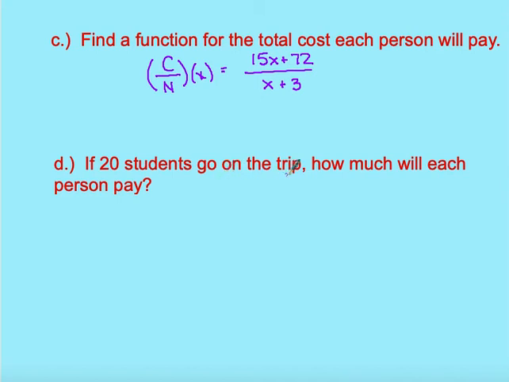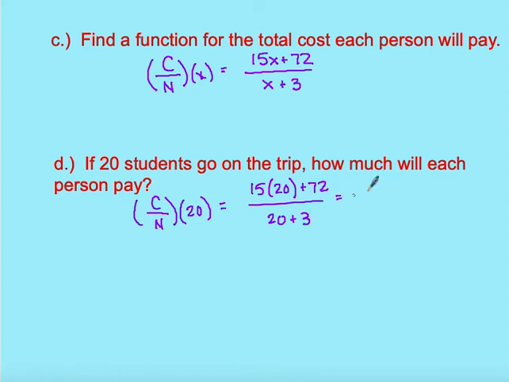Now, if 20 students go on the trip, how much will it cost per person? So what we are looking for is to take the cost divided by the number of people going, and then we're going to input 20 for our x. So that gives us 15 times 20 plus 72 divided by 20 plus 3. And when I calculate this, on top I get 372. On the bottom I get 23 total people, which is about, when I round this, $16.17 each, since everybody's going to be splitting the total cost.